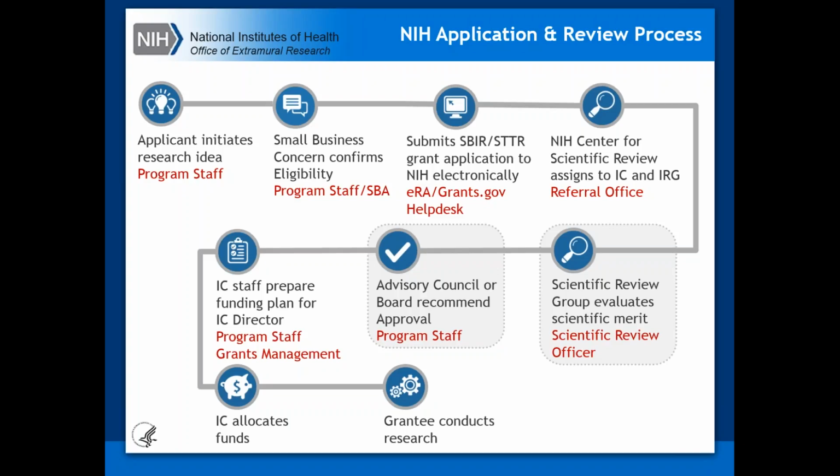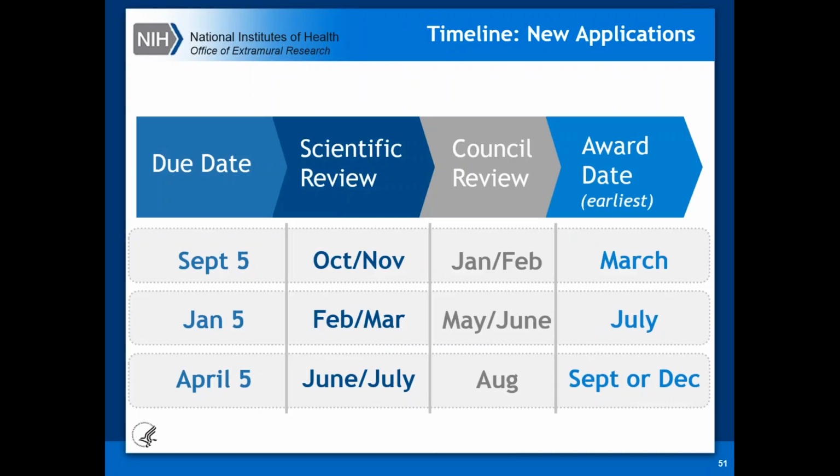Once it's received, the NIH Center for Scientific Review assigns it to the Institute or Center and the IRG, and the referral office. The scientific review group evaluates it for scientific merit, and then the advisory council or board recommends approval at the IC level by program staff. If approved, the IC staff prepare the funding plan for the IC director, and the program staff and grants management staff are involved in that. Then the IC allocates funds, and finally the grantee conducts the research. If all goes well, everything flows that way.